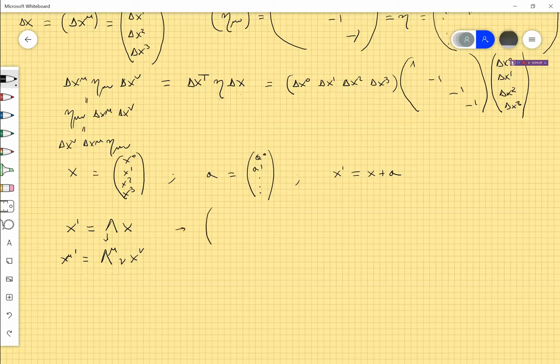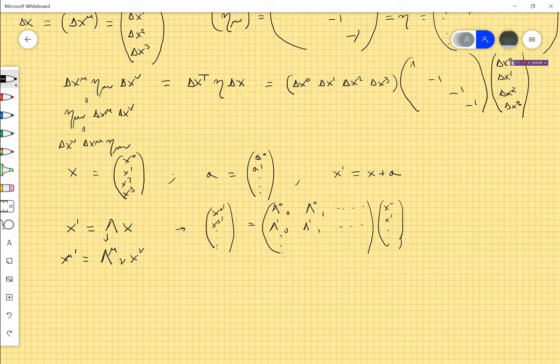Now let me make this more explicit. This is x0 prime, x1 prime, and so on. And the components of this matrix will be lambda 0 0, lambda 0 1, and so on. Lambda 1 0, lambda 1 1, and so on. And x0, x1, etc. If you multiply as a matrix this by this vector, you will get exactly the same result as this, which by definition, using the Einstein convention, is lambda mu nu x nu, the sum is over the index nu. So this is lambda mu 0 x0 plus lambda mu 1 x1 plus etc.